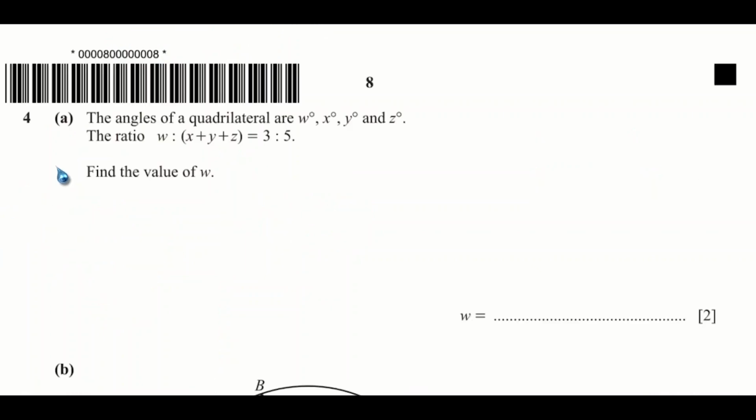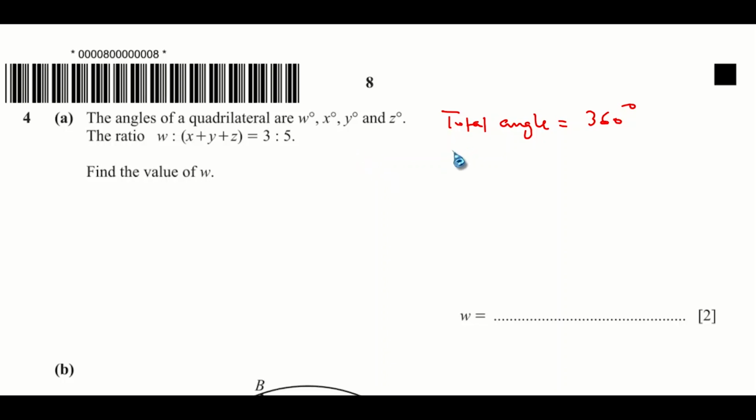That will be question 4a. The angles of a quadrilateral are w, x, y, and z. The ratio of angle w to the sum of the other three is 3 to 5. Find the value of w. So to get there, the total angle will be equal to 360 degrees. That is the sum of angles in a quadrilateral.